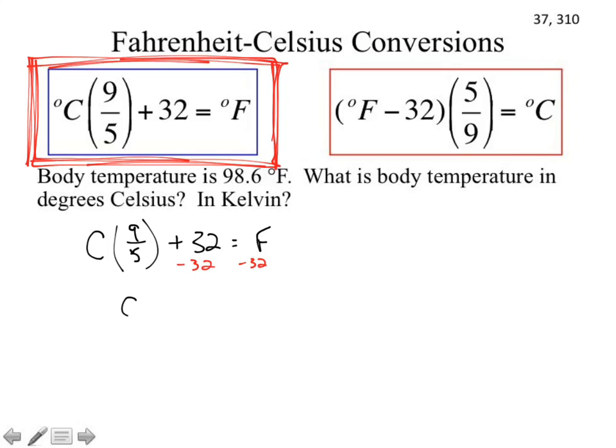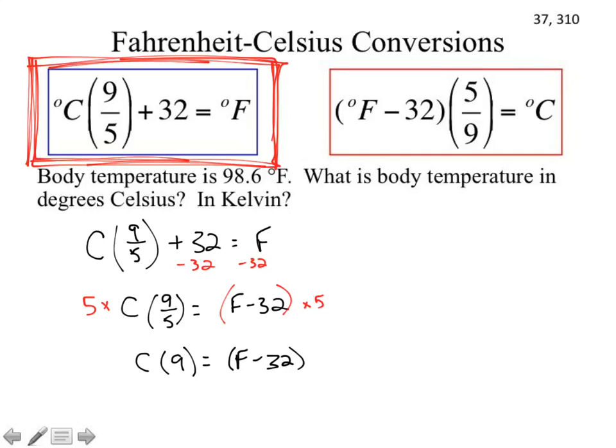The new equation I would get is C times 9/5 equals F minus 32. I still have a bunch of numbers associated with my C, so what can I do? Multiply both sides by 5. Okay, this is where we've got to be careful. It's the entire thing. I would end up with C times 9, which will equal (F minus 32) times 5. Still need to fix that. What do I do?